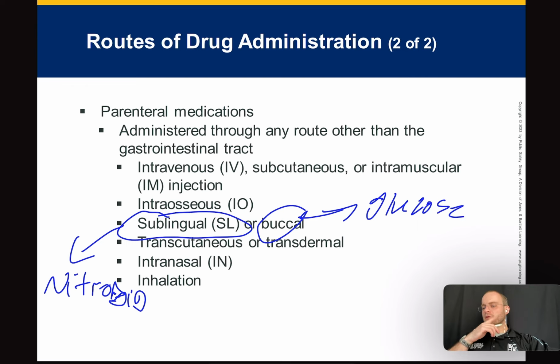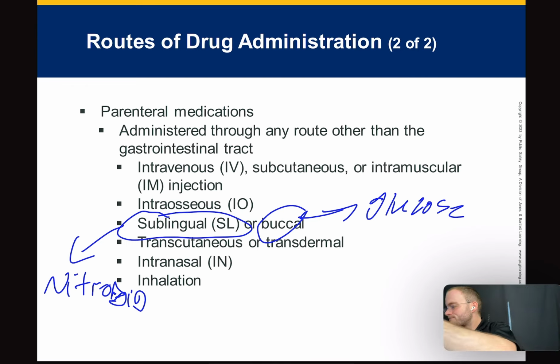And why is that important? I keep saying they bypass the liver. They get absorbed directly into the blood, and they don't have to go into the stomach through the portal system and back through the liver, so it works really quick. The reason we give oral glucose and nitroglycerin in the mouth, one of the many reasons, is because it initially bypasses the liver. It's called first pass metabolism. It bypasses that. Now, transcutaneous and transdermal, we've talked about that.